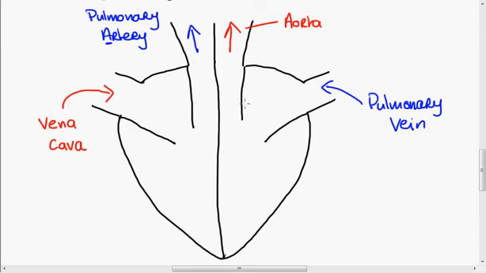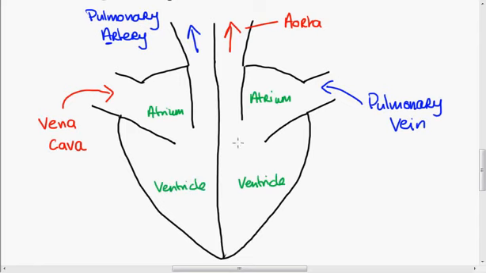So we'll have a look now at the chambers. So we've divided the heart here into 4 chambers. And the upper chambers are called the atria. So this is an atrium. And this is an atrium. And this is a ventricle. The lower chambers are the ventricles. And this is a ventricle.